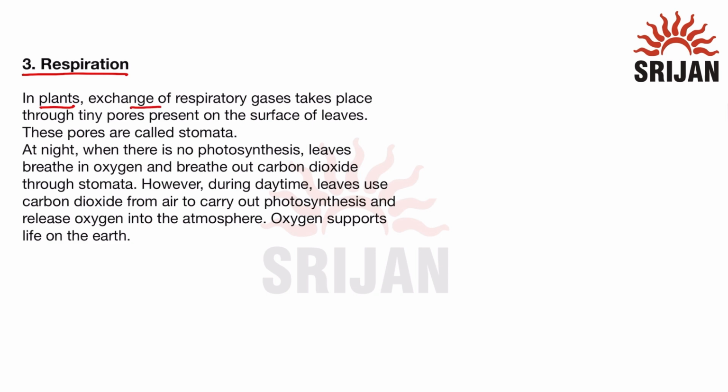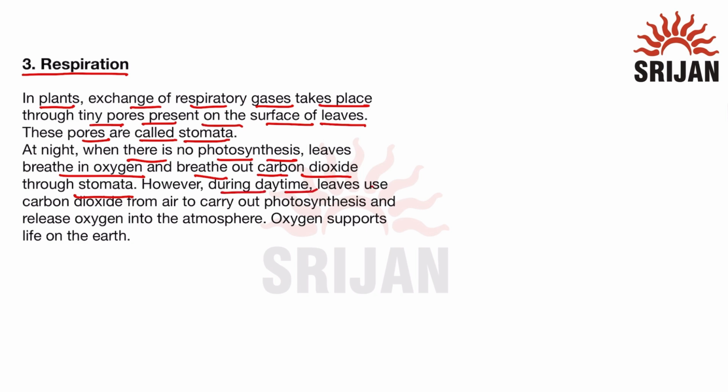Now in plants, the exchange of respiratory gases takes place through tiny pores present on the surface of the leaf. Now these pores are known as stomata. So stomata help in the exchange of gases between the plant body and the atmosphere, and at night there is no photosynthesis taking place because sunlight is not present. So leaves breathe in oxygen and breathe out carbon dioxide through the stomata.